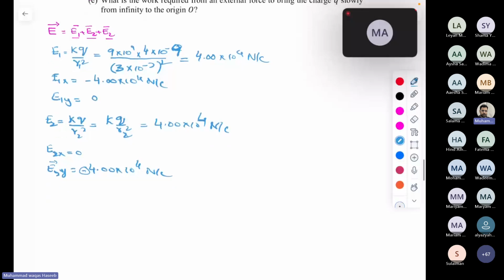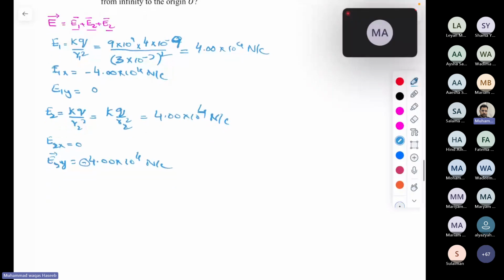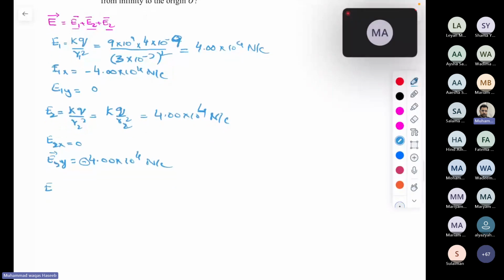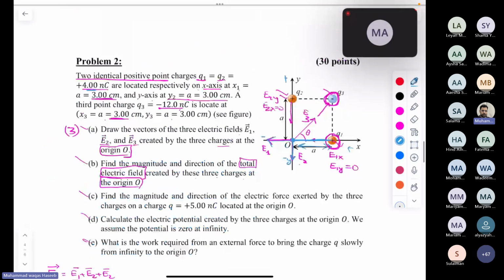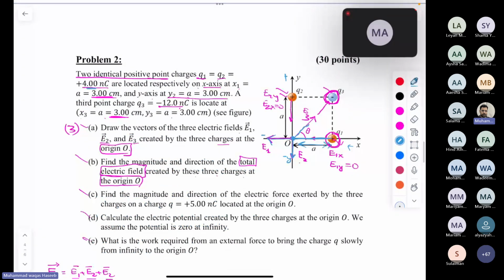So negative y means you have to show the negative sign because the electric field is a vector quantity. Now, what is the electric field E3 of charge 3? So it's kq3 over r3 squared. But we don't know what this r3 is.